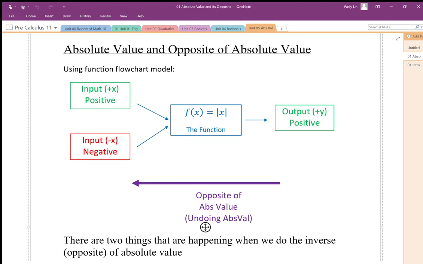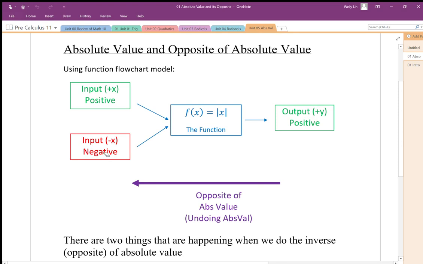To understand absolute value, it's good to understand absolute value from the function flowchart model. So in our function flowchart model, the way the absolute value works is that if we input a positive value of a number, the absolute value will output a positive value. Okay? Technically it's not positive, it's just the absolute value of the number, which has no sign.